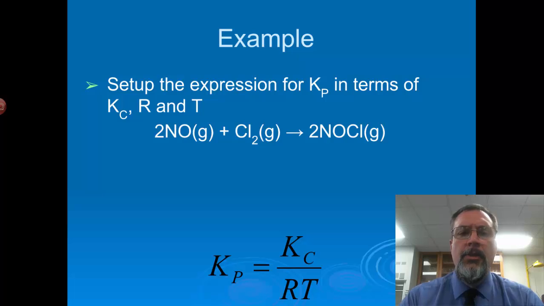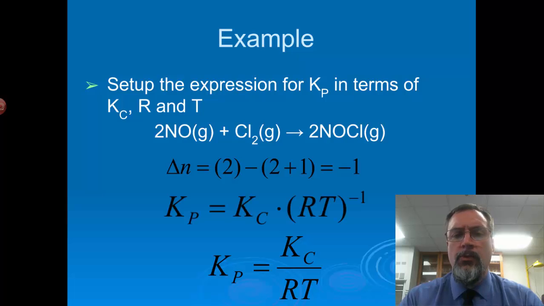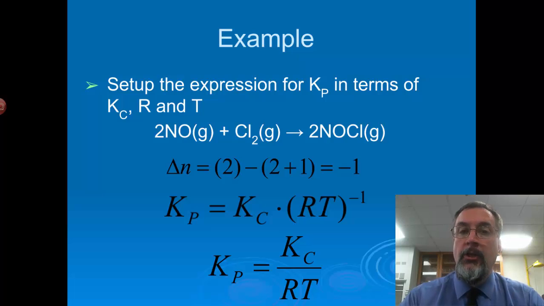So here's an example. Set up the expression for Kp in terms of Kc, R, and T. There's our reaction. So delta n is going to be 2 for NaCl minus 2 plus 1, or 3, so minus 1. So Kp is equal to Kc times RT to the minus 1. And anything to the minus 1 is 1 over. So Kp is equal to Kc over RT, or Kc times 1 over RT, for this reaction. Again, delta n changes depending on the coefficients in your reaction.